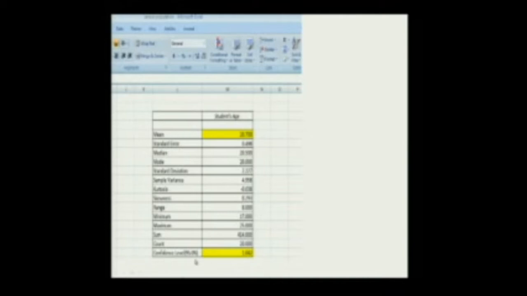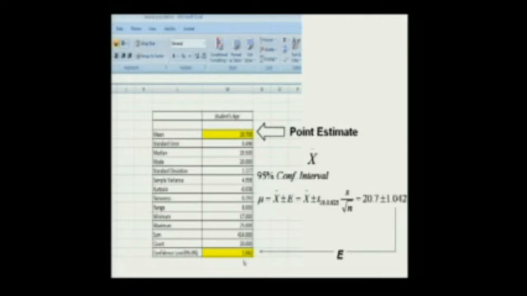The only difference here is we have the confidence level at whatever level we specified, and this value here, as I said, is your margin of error, and that completes your estimation, because now you have the point estimate 20.7 plus or minus the confidence value, or 1.042, and this is all done at 95% by our specifications in Excel.